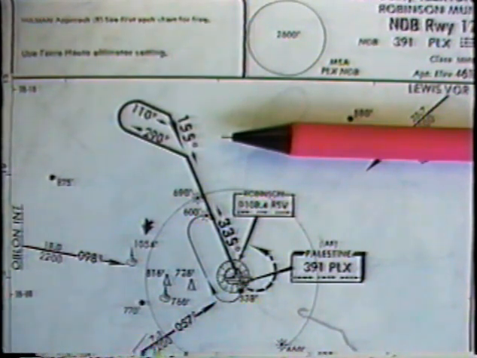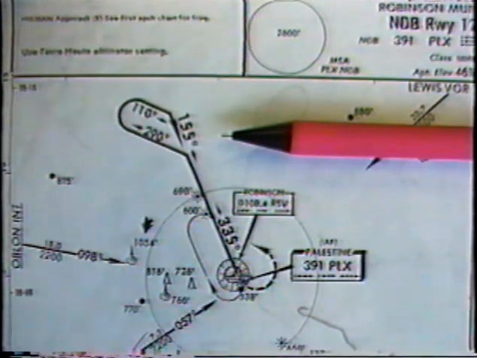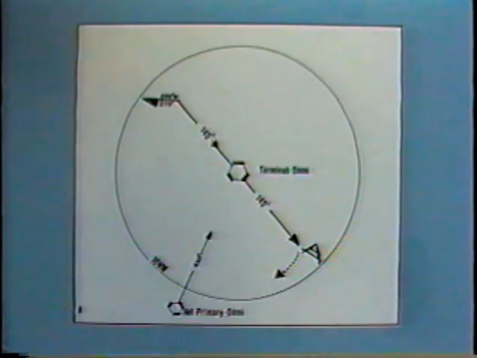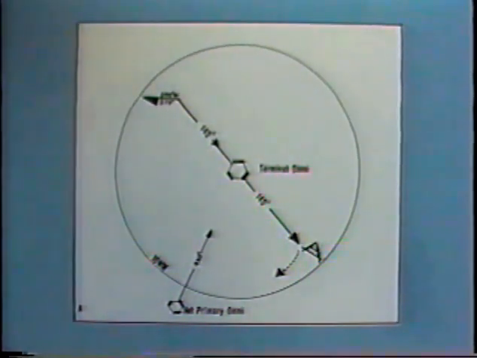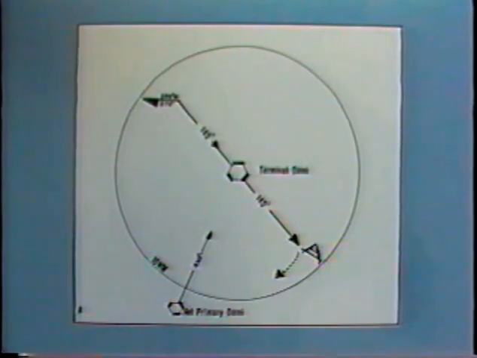The procedure turn. A procedure turn is a maneuver used to reverse direction and establish the airplane inbound on the intermediate approach segment or final approach course. If a conventional turn is shown on the approach plate, as in the illustration, the turn must be accomplished within the specified distance, usually 10 nautical miles, at or above the specified minimum altitude and on the specified side of the course. Distance and altitude information are obtained from the profile view of the approach plate.